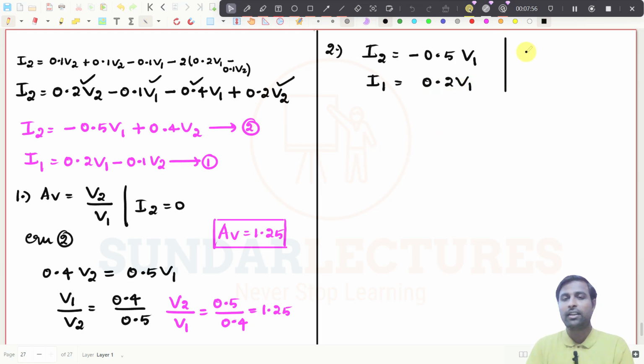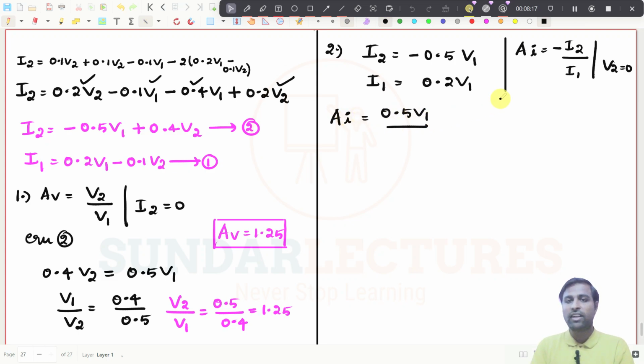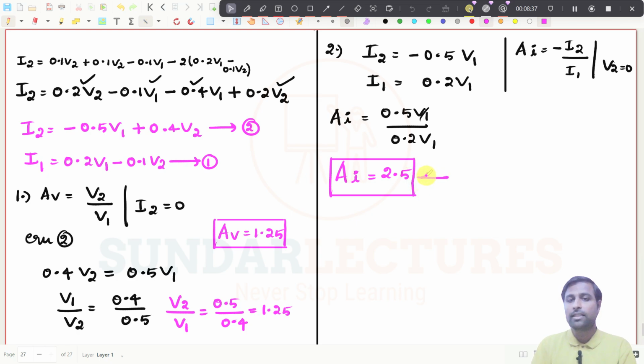What are they asking you to find? They are asking you to find AI, that means minus I2 by I1 with respect to V2 is equal to 0. That is what they are asking. So you divide, already there is a minus, so minus and minus will now be plus, so AI will be equal to 0.5 V1 divided by what is V2? It is 0.2 V1. So V1 will be cancelled out and finally, if you divide these two, the value will be 2.5. So this is what we have found as current gain. This is the current gain.